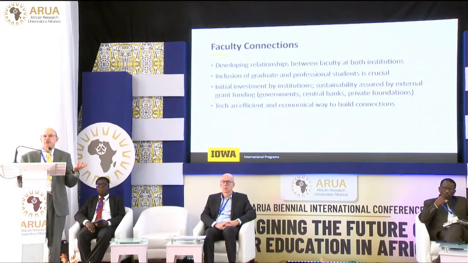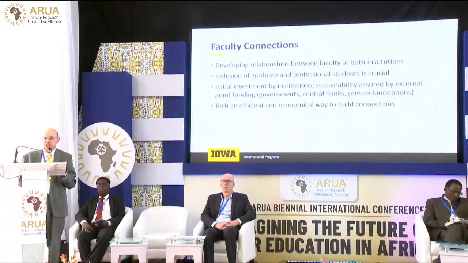We would also underscore that in building these connections, the inclusion of graduate and professional students is essential. This is because we are a Research One institution. The graduate and professional students, when they become part of an international collaboration, are able to build their career portfolio. And I should also mention that most of our students who come to Iowa from Africa are at the graduate and professional level. That is to say that they are pursuing either doctoral degrees or master's degrees.